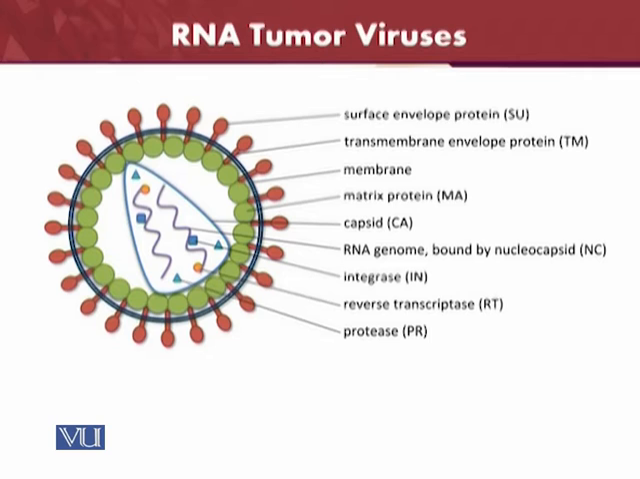First there is the surface envelope protein, and then the transmembrane envelope proteins, the matrix proteins, and the capsid. We have just seen the life cycle. The capsid goes inside the body with the RNA, the RNA genome, and the integrase is also present. That's why it is integrated. Then there are the reverse transcriptase and the protease.